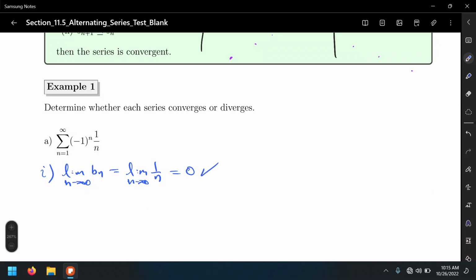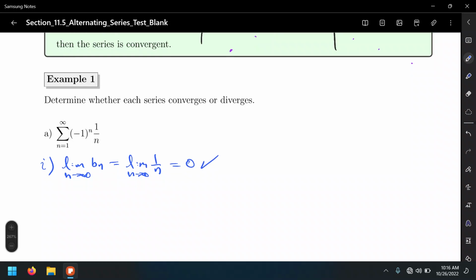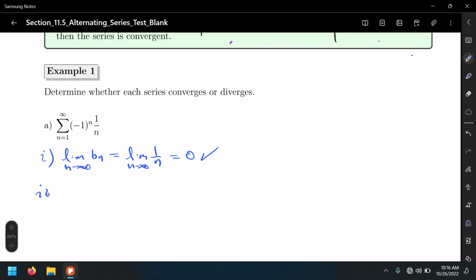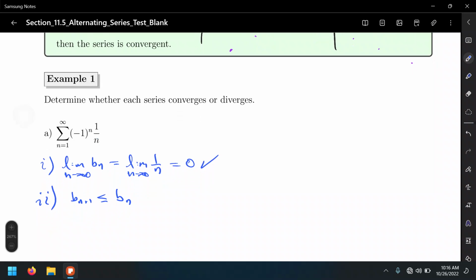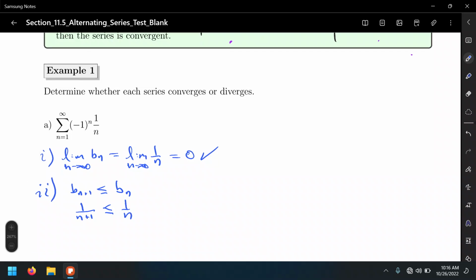Let's check the second condition. The second condition is that b sub n plus 1 is less than or equal to b sub n. What are we going to do? Wherever you see the letter n in your original sequence, replace it with n plus 1. That becomes 1 over n plus 1 less than or equal to b sub n, which is the original sequence. Now, is that inequality true or false?